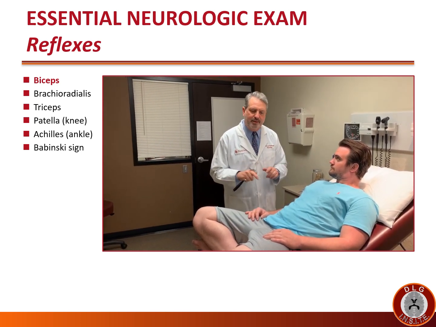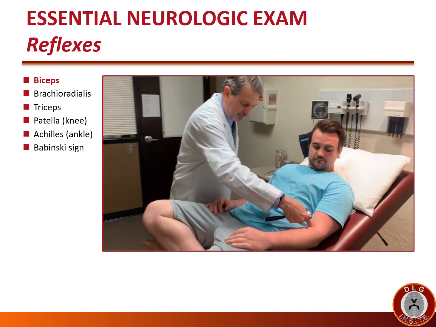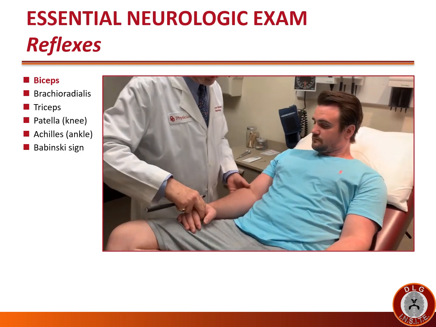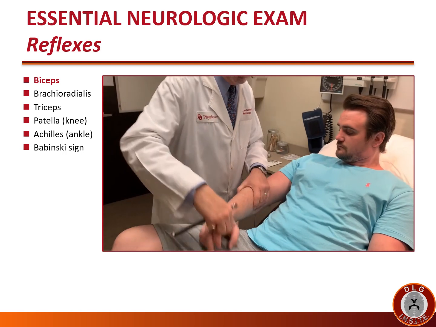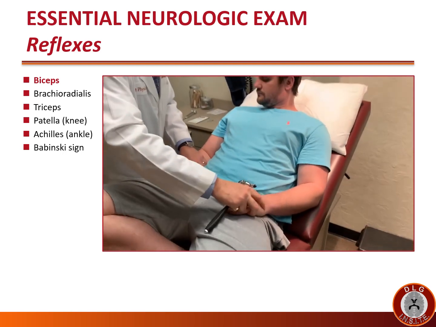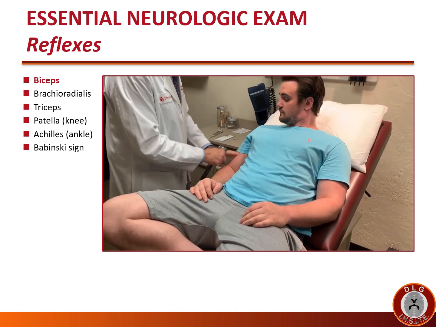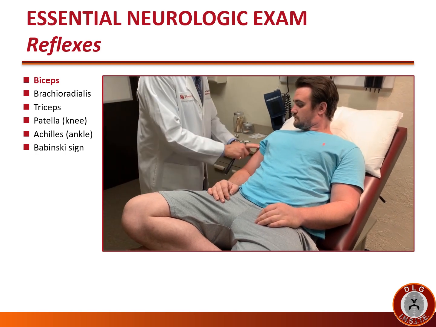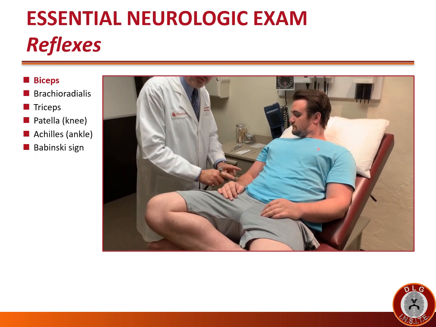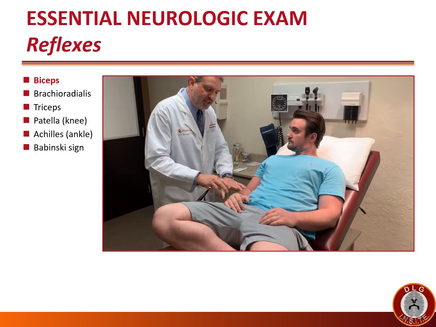Let's start with the biceps. So the biceps reflexes are here. Now, one of the mistakes I see people make all the time is the patient goes like this. Don't do that. You want to keep the palms down, and very important in almost all reflexes to keep the arms at a 90-degree angle as much as possible. 90 degrees, not extended. 90 degrees, palms down.